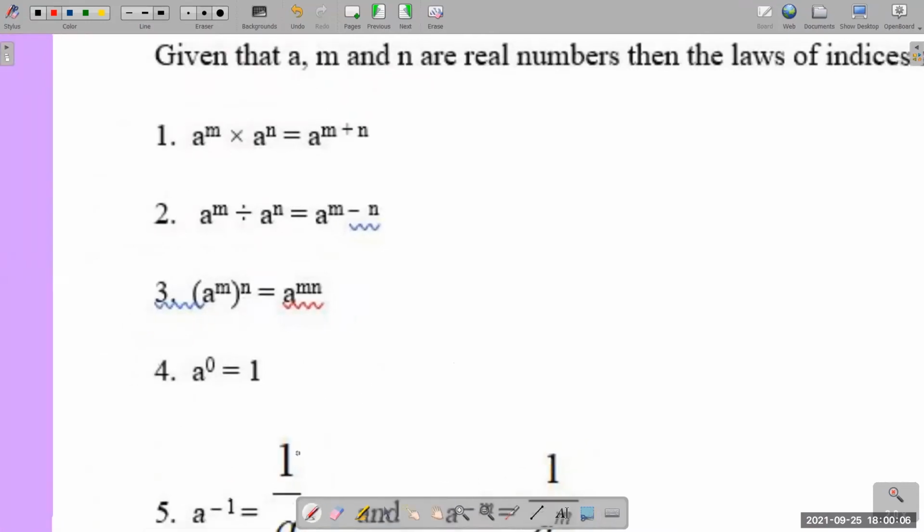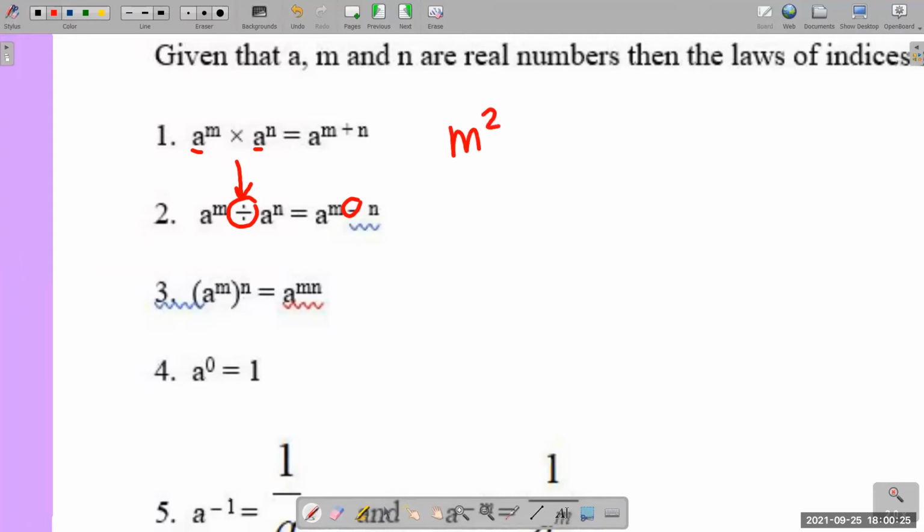When we were multiplying two variables that had the same letters, we add the powers. So that means division is opposite to multiplication. So if we multiply, we add. That means when we divide, what are we going to do? Subtract. Pretty straightforward.